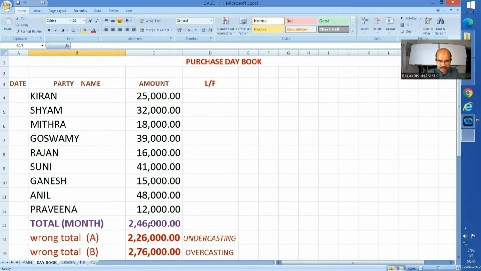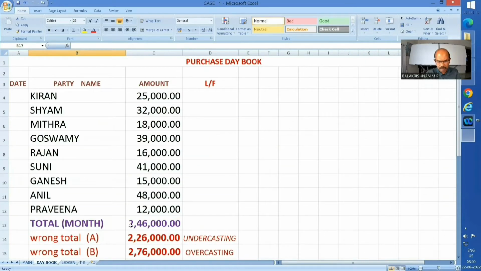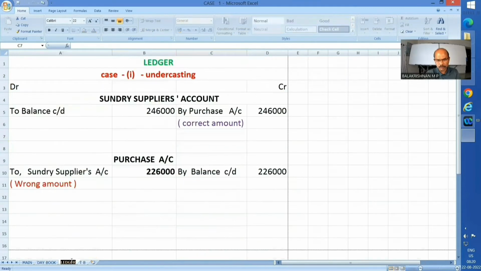Whereas, if it is undercasting, let's assume it has been undercast as 2,26,000 instead of 2,46,000. In that case, how it will reflect in the ledger: in the purchase account, it will be 2,26,000. It's a wrong amount. Whereas, in the sundry suppliers account, the proper amount of 2,46,000 will be shown. I have not shown the individual accounts. Collectively, a single account for all the suppliers I have shown.